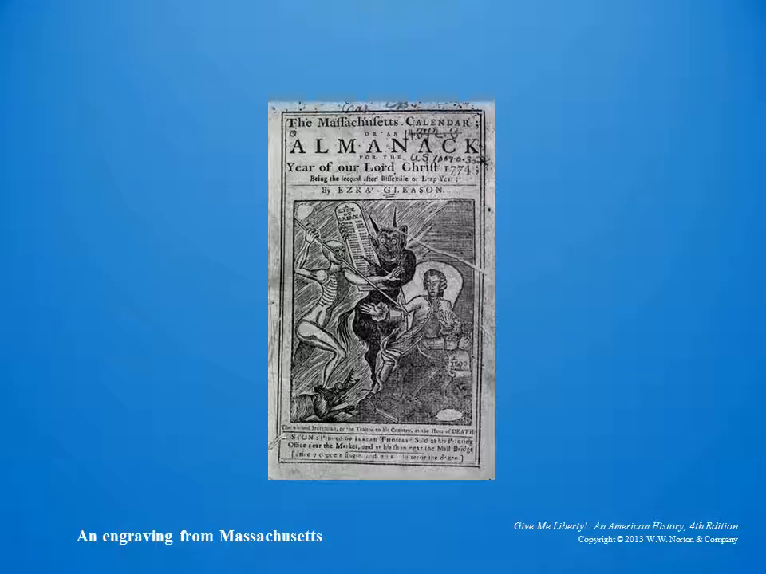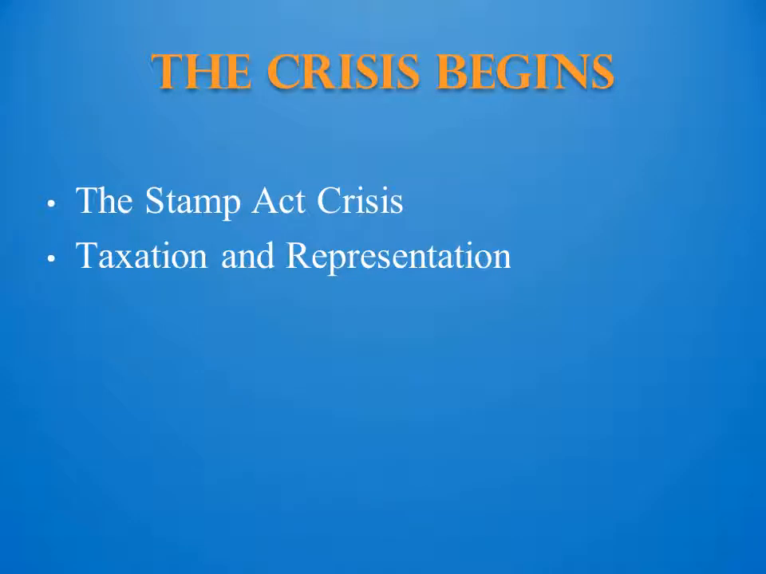You can see here the engraving from the Massachusetts Almanac, published in 1774, shows the Lieutenant Governor, Thomas Hutchinson, who was managing the colony. His house had been destroyed by a mob 9 years earlier, and the devil is carrying a list of his crimes. It's very common during this time period to see religious figures like the devil demonizing political opponents. In 1765, we have the Stamp Act, which is an unprecedented reform.